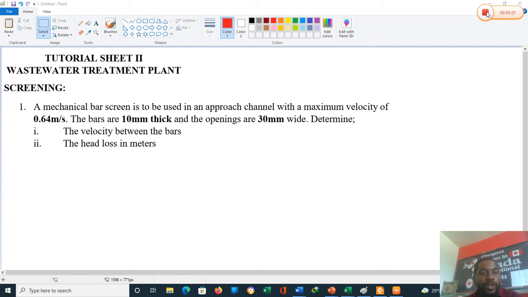So the question reads thus: a mechanical screen or bar screen is to be used in an approach channel with a maximum velocity of 0.64 meters per second. The bars are 10 millimeters thick and the openings are 30 millimeters wide. Determine (i) the velocity between bars and (ii) the head loss. So straight away we'll look at the data provided.